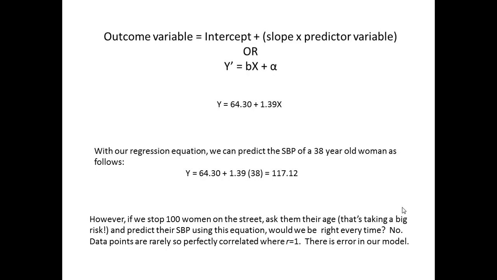Now, what are the chances of a random 38-year-old woman having a systolic blood pressure of 117? If we were to stop 100 women on the street and ask them their age, which would be taking a big risk, and predict their systolic blood pressure using this equation, would we be right every time? No, of course not. Data points are rarely so perfectly correlated where r is equal to 1. We know there is error in our model.